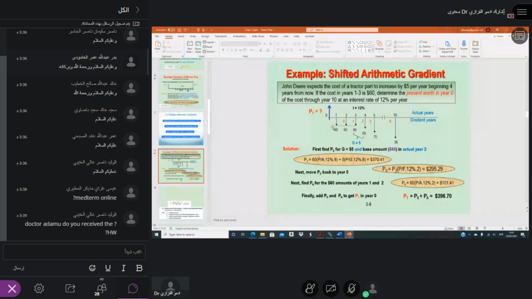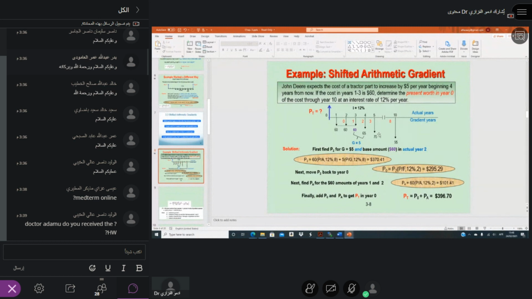So if you are given a question and you realize that it is a shifted arithmetic gradient, then just follow this pattern to do your calculation. And how do you know that it is an arithmetic gradient? Because it is increasing by a uniform amount. It is increasing by $5 every year. Okay. And how do you know it's shifted? Because it did not start from year 0. So you have to plot your graph to know exactly what kind of gradient it is.